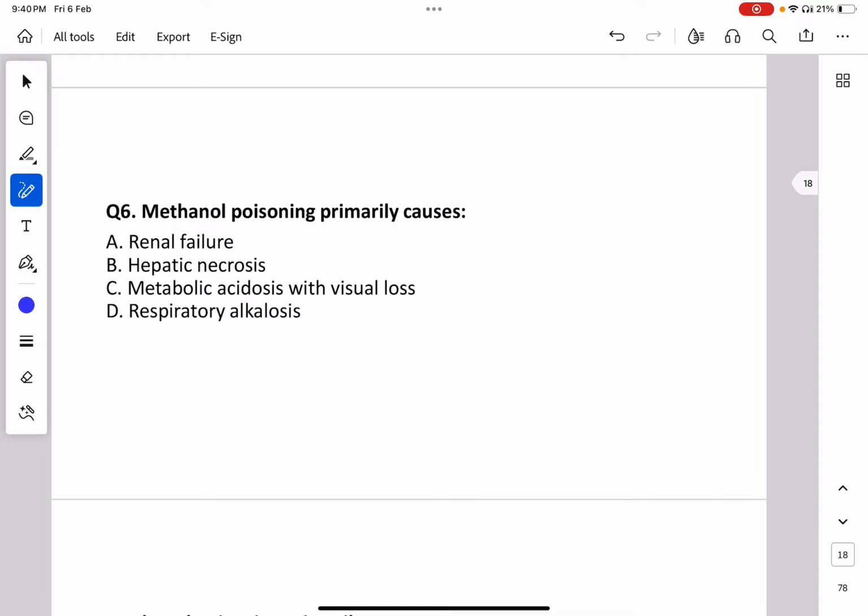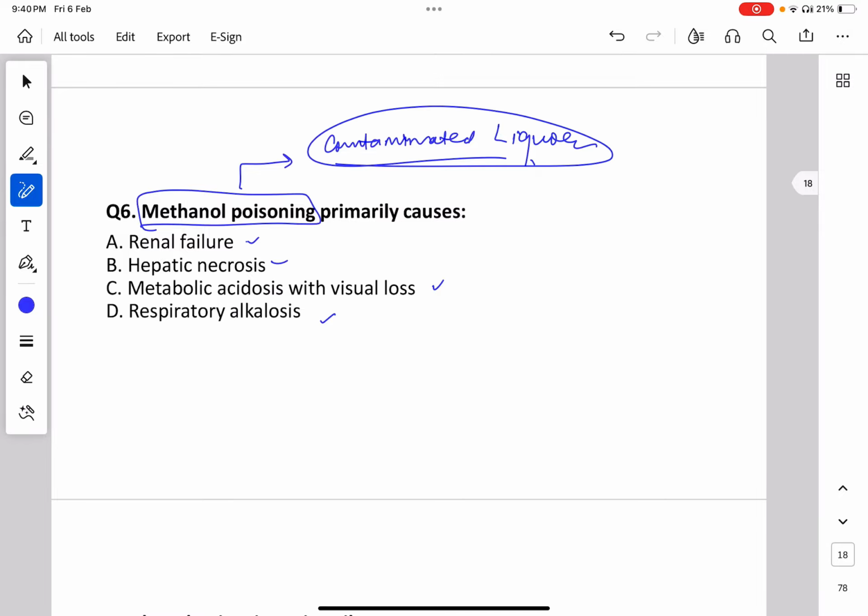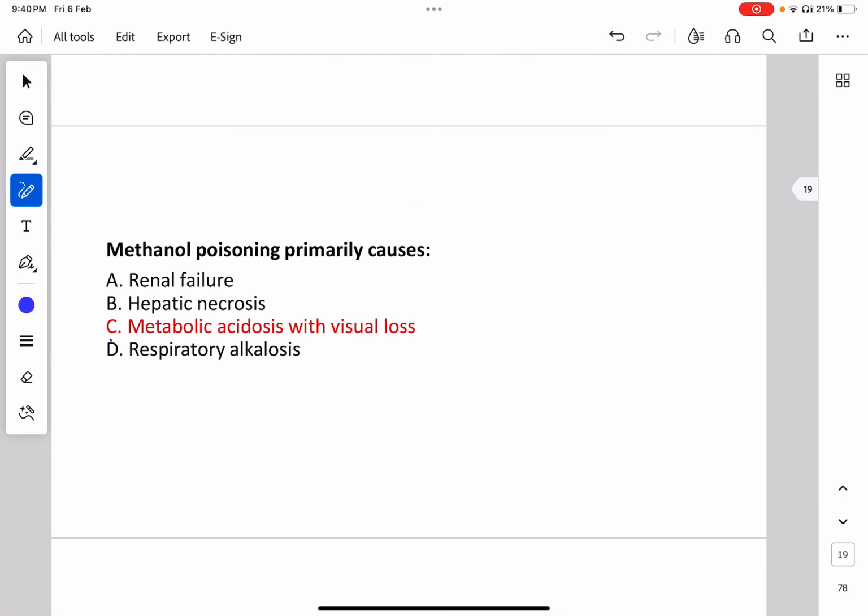Next question, methanol poisoning primarily causes: renal failure, hepatic necrosis, metabolic acidosis, visual loss, or respiratory alkalosis. So what basically is methanol poisoning? As we hear sometimes in the news, contaminated liquor, poisonous liquor, contains methanol. So it leads to methanol poisoning. And what happens in methanol poisoning? Metabolic acidosis with visual loss.